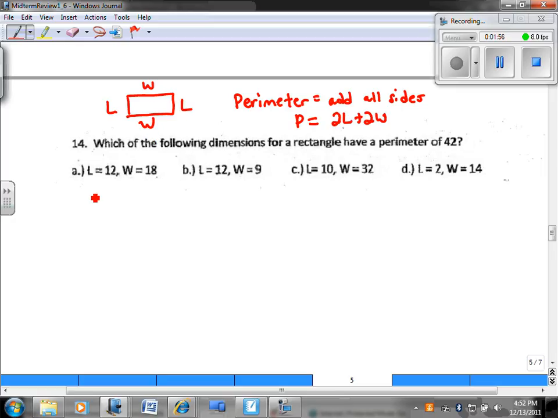So let's see what we have here. 2 lengths would be 24. 2 widths would be 36. 24 plus 36 would give me 60. Too much. So this one doesn't work.